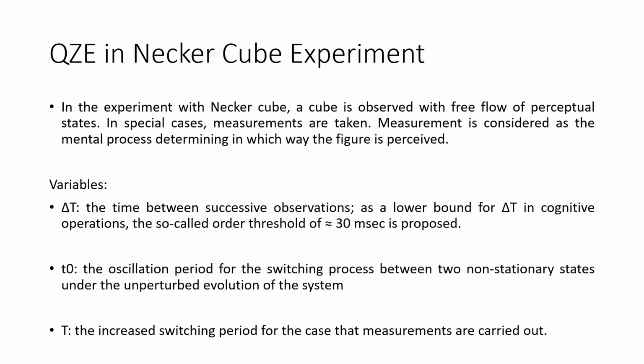T naught is the oscillation period for the switching process between two non-stationary states under the unperturbed evolution of the system. And T is another variable, which is the increased switching period for the case that measurements are carried out, and the results in this regard will be discussed further.